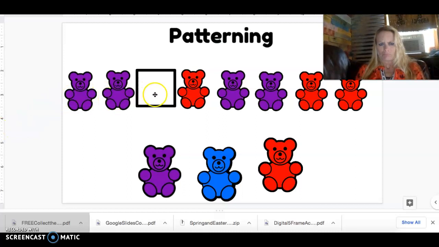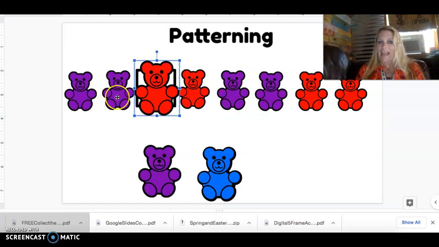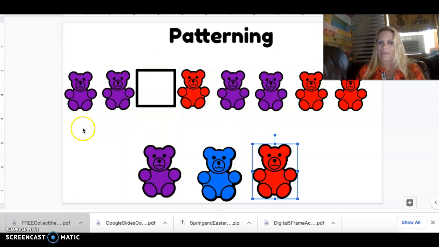And what is the missing one in this pattern? Purple, purple, red. Purple, purple, red, red. I see 2 purples, purple and purple. I see red and red. So what would this one be? Purple, purple, red, red. That is an AABB pattern. Good job, AABB.